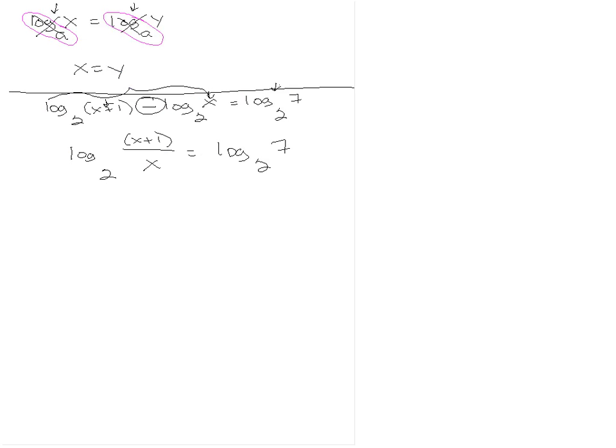Now, do I have a single log equal to a single log? Yes, I do. So I can get rid of the logs and deal with just x plus 1 over x equals 7 over 1. Why did I put it over 1? Because when you have a fraction equal to a fraction, you use the means extremes rule. This times this equals that times that. So 7 times x equals 1 times x plus 1, which is just x plus 1.